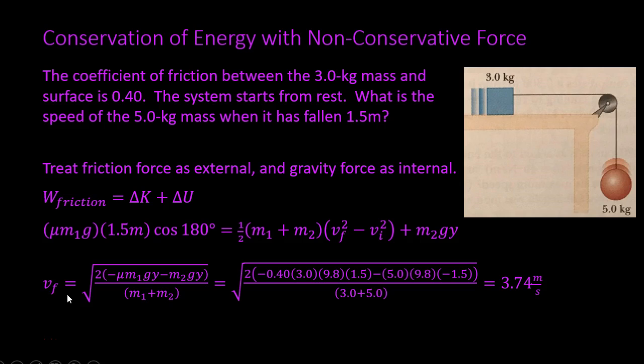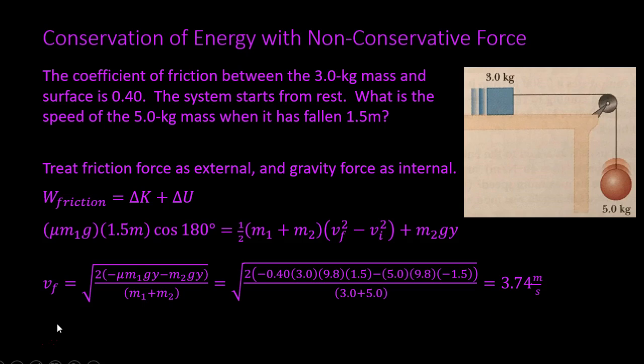So we go ahead and rearrange this equation, solving for V sub f. That takes a little bit of algebra. We go ahead and plug in our numbers, and we wind up with a final velocity after the ball has fallen 1.5 meters of 3.74 meters per second.